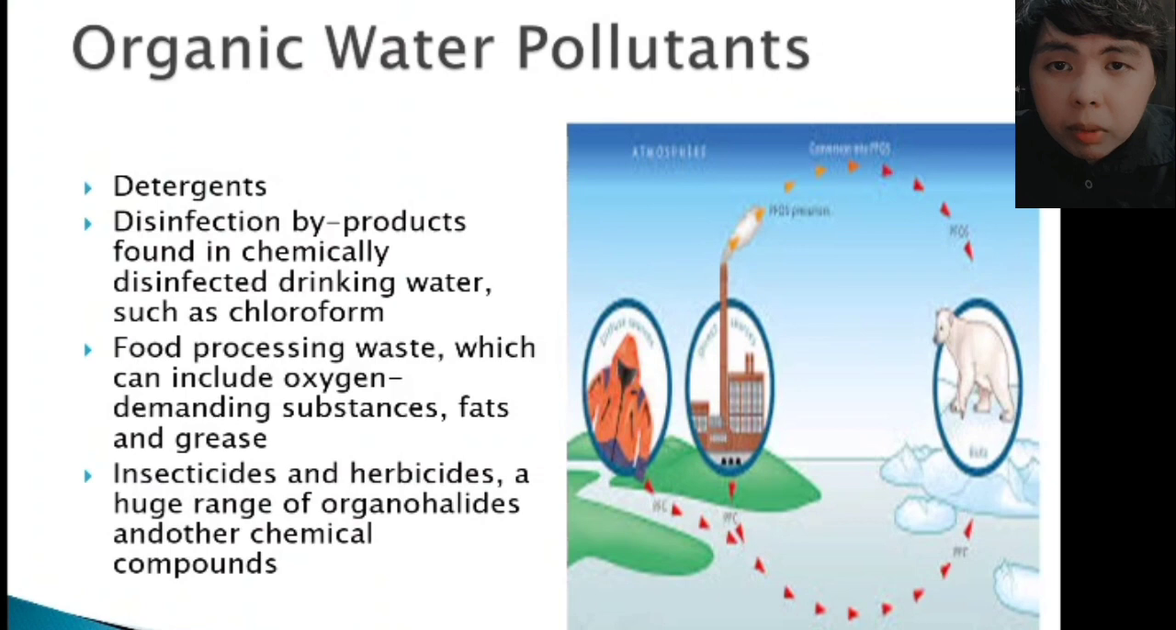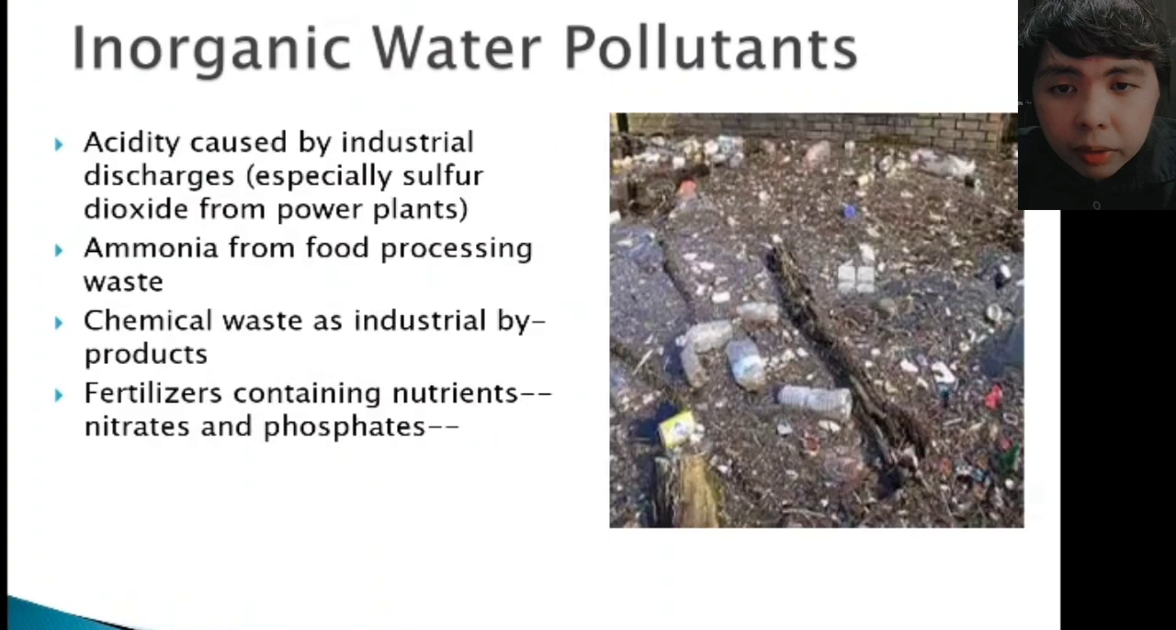Organic water pollutants include detergents, disinfection byproducts found in chemically treated drinking water such as chloroform, and food processing waste, which can include oxygen demanding substances, fats and grease, insecticides and herbicides, and other chemical compounds. Organic pollution occurs when excess organic matter such as manure or sewage enters the water.